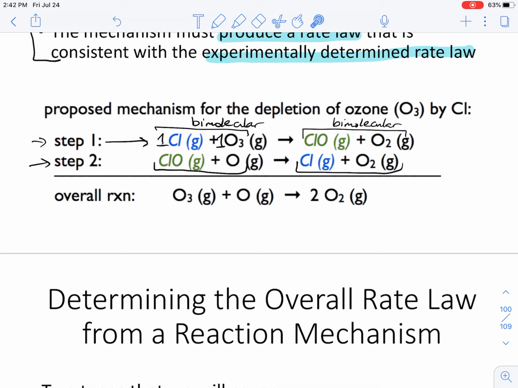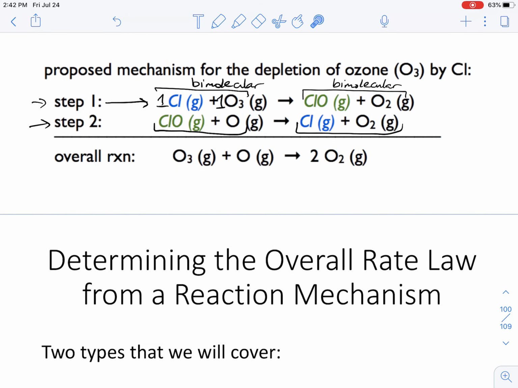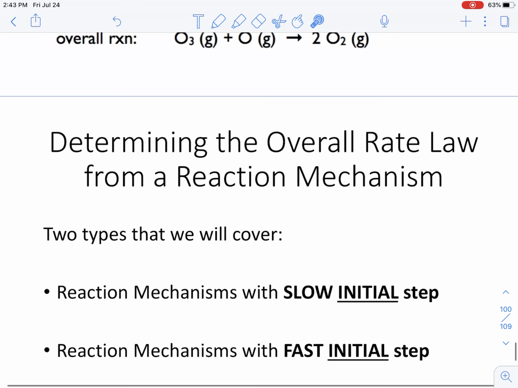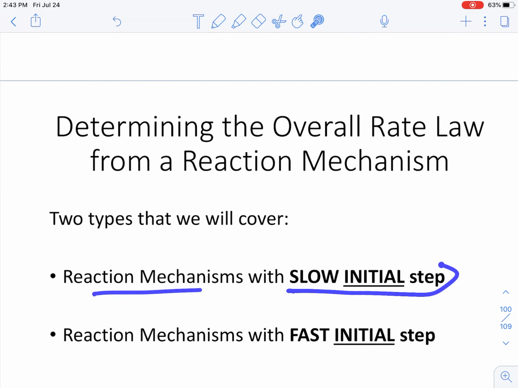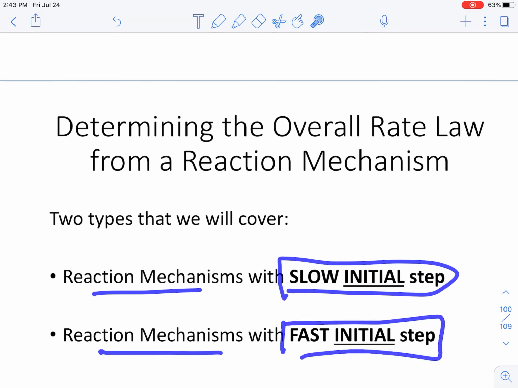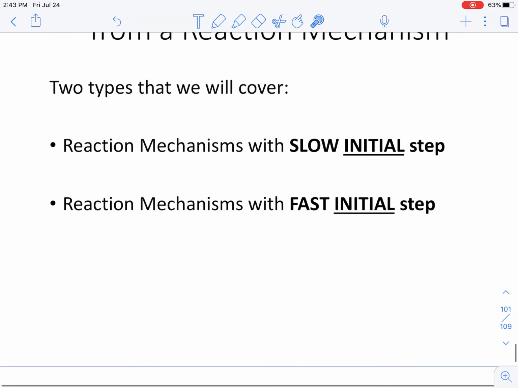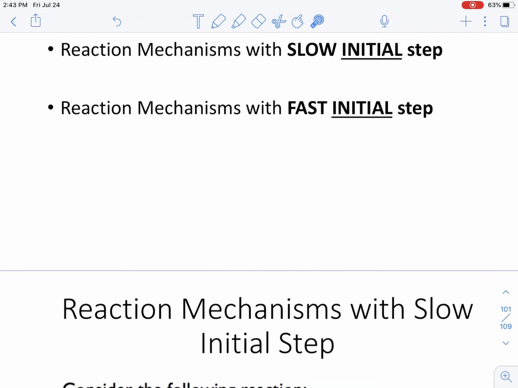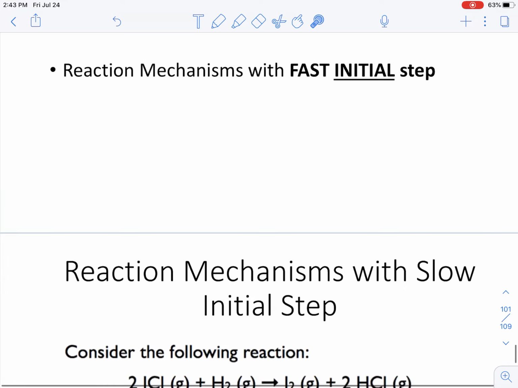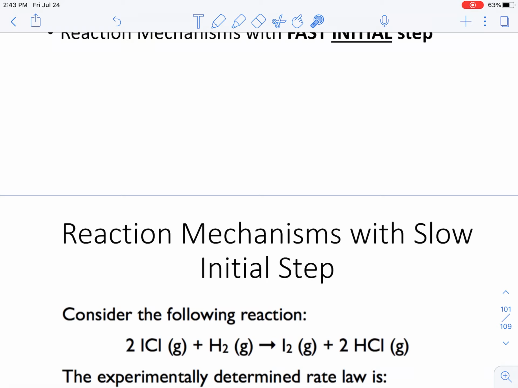All right, and so we're going to start learning how to determine the overall rate law from a reaction mechanism, not using method of initial rates, etc. And so there's 2 types that we're going to cover: reaction mechanisms with a slow initial step and reaction mechanisms with a fast initial step. And so we're going to go ahead and start with reaction mechanisms with a slow initial step. And so we're going to consider the following reaction. Here we have 2 moles of ICl reacting with hydrogen gas to produce diatomic iodine and 2 moles of hydrogen chloride in gas state.